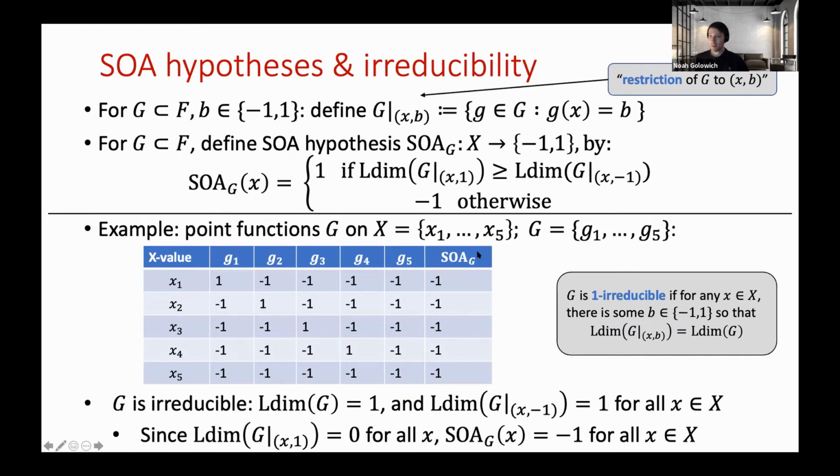So what this means is that, by our definition of SOA, the SOA hypothesis for each point x is equal to -1, where the class G is the class of point functions. And this shows one interesting thing, which is that the SOA hypothesis need not belong in the class. There's no point function which is -1 everywhere, at least the way I defined it.